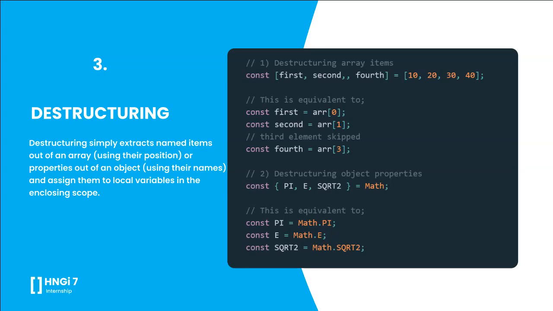In our example, we can see that we have pi, e, and square root 2. These are properties of the object Math, and we are assigning pi to that property. So we have pi is equal to Math.pi, e is equal to Math.e, and square root 2 is equal to Math.SQRT2. So we are assigning all of these to the object properties that we bound them to.